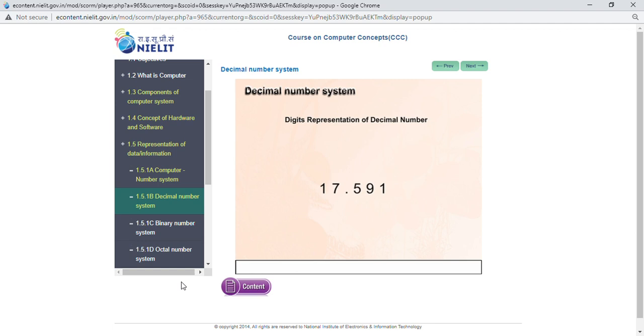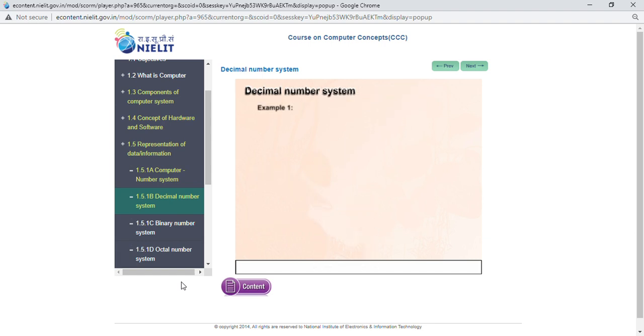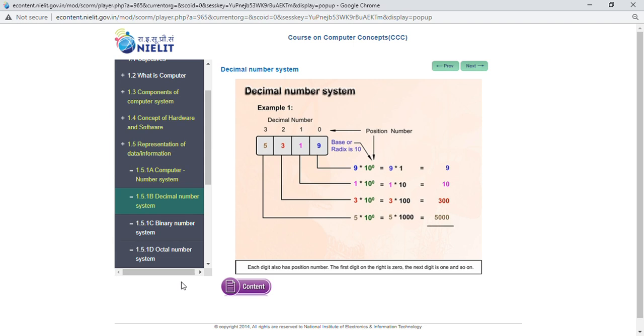Digits representation of decimal number. Example 1. In this example, decimal number 5319 base 10 shows the weight of each digit is a power of 10. Each digit also has a position number. The first digit on the right is 0, the next digit is 1, and so on.